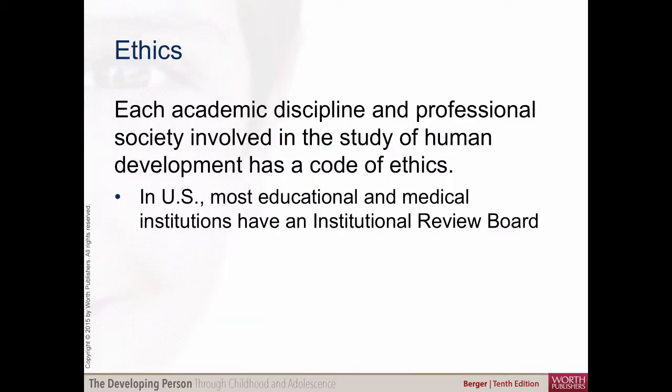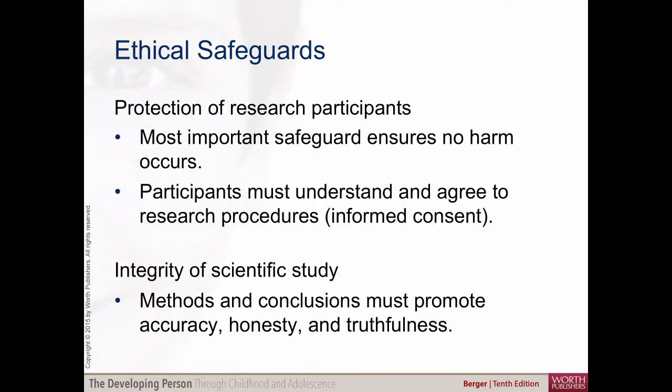And then there's ethics. Each academic discipline and professional society involved in the study of human development has a code of ethics. And in the U.S., most educational and medical institutions have an institutional review board. So before you can do research on any children, you have to go through this review board, and they can say whether it's ethical or not, because they don't want anything that's going to harm the child. And there are ethical safeguards: protection of research participants, and also integrity of the scientific study.